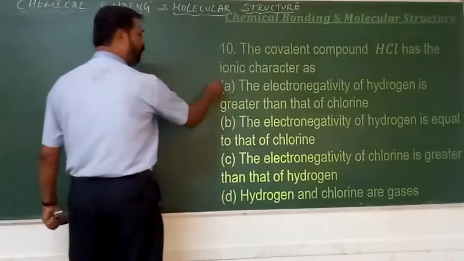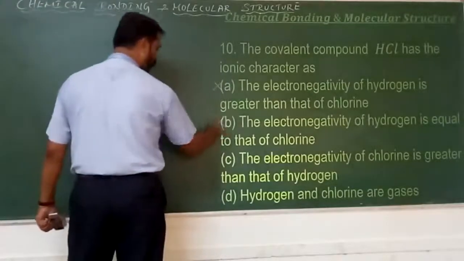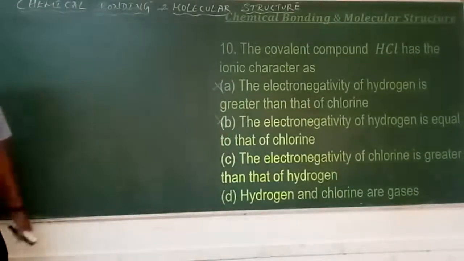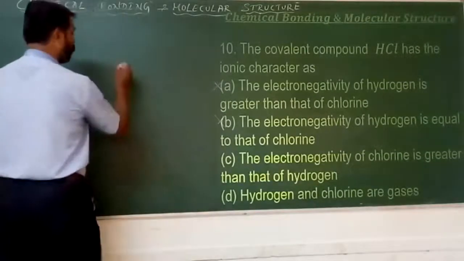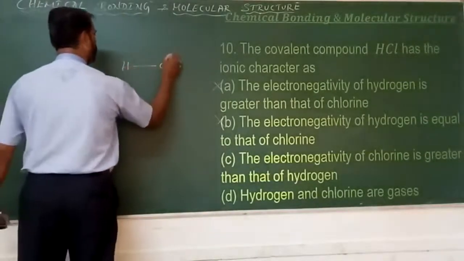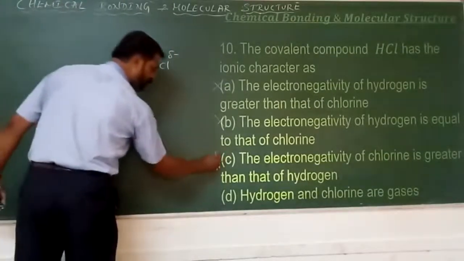The electronegativity of hydrogen is equal to that of chlorine. It is never equal. But the third option may be right. Why? Because the electronegativity of chlorine is always greater than that of hydrogen. Therefore, H-Cl has delta plus and delta minus charges.